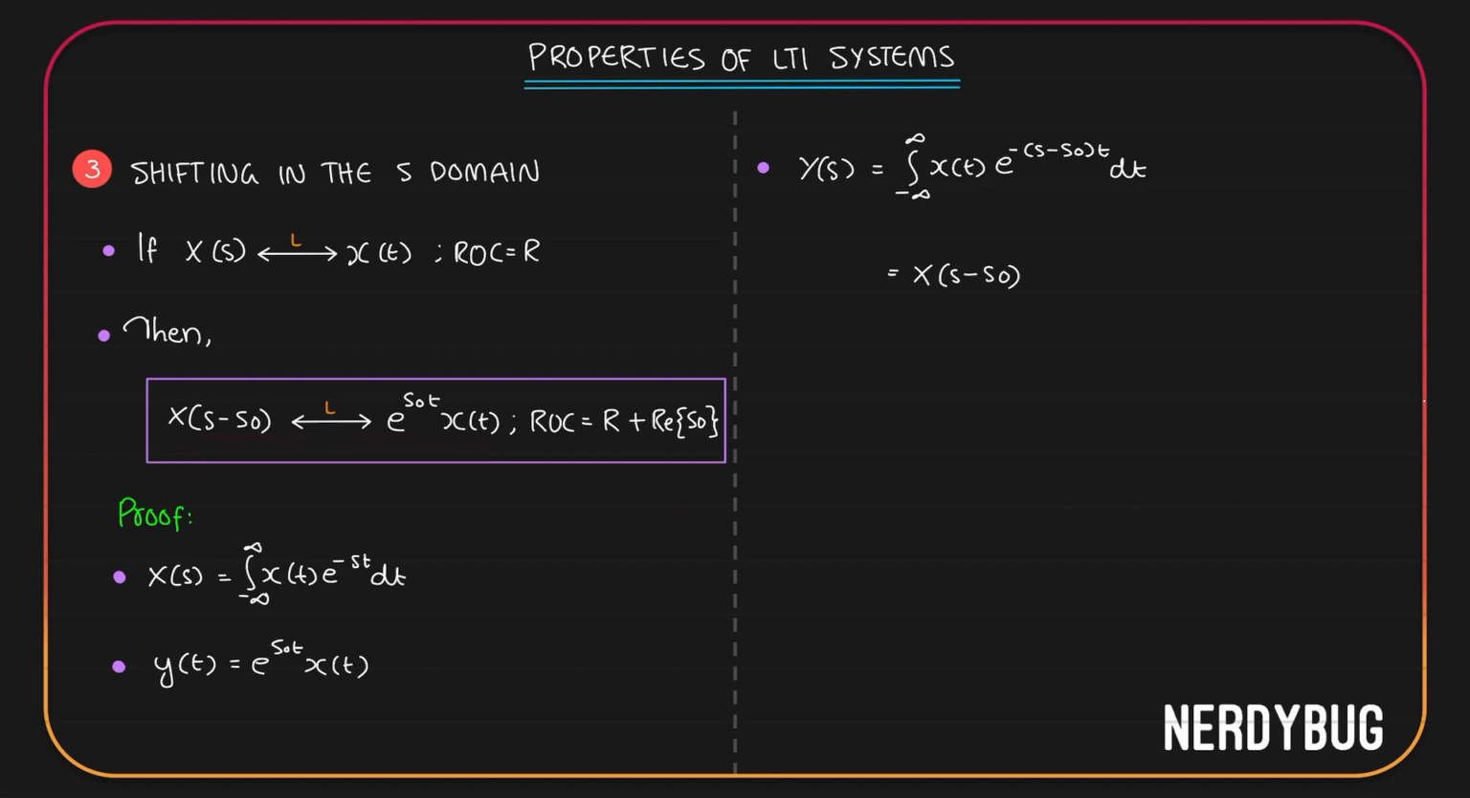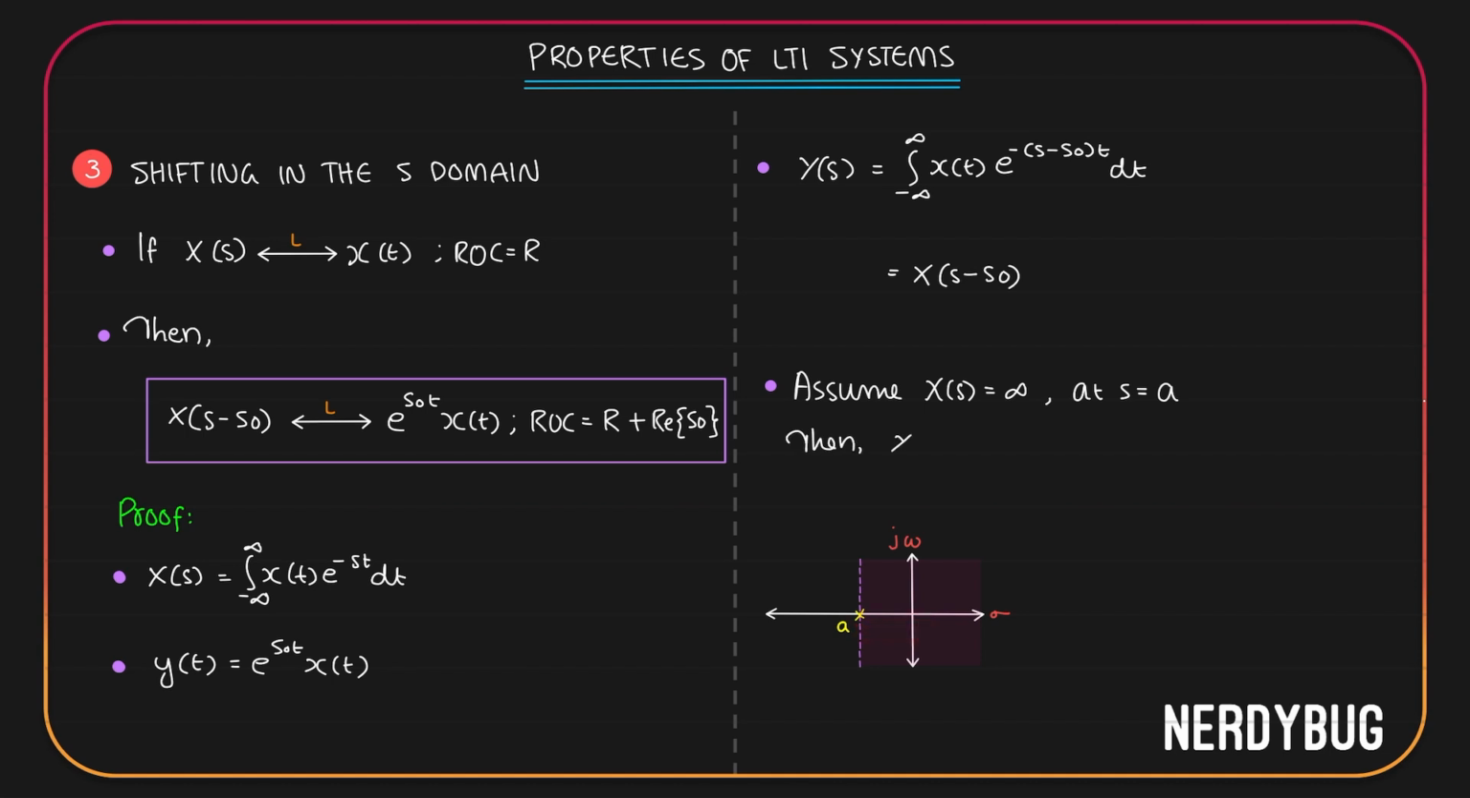We also need to see how the ROC became R plus real part of s naught. To understand that, assume we have a signal whose Laplace transform has a pole at s equal to a. So we can write, assume x of s is equal to infinity at s equal to a, which means it has a pole at s equal to a. The ROC can be plotted on an S-plane like this. Assuming our signal is right-sided, ROC is from a towards the right.